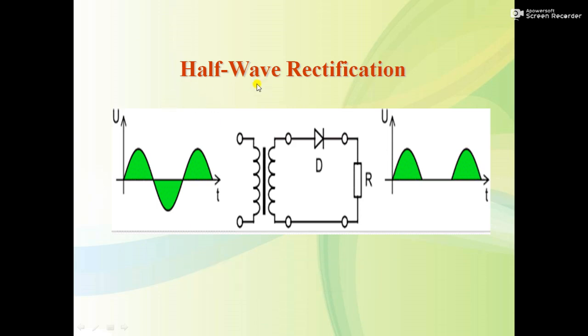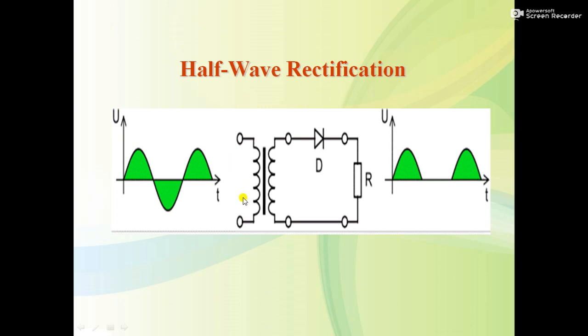So half wave rectification is the first type of rectifier circuit. As we know, in this half wave rectifier circuit, we are using only one diode as an on-off switch. This is a sinusoidal signal we are applying as an AC signal to the primary winding of the transformer.